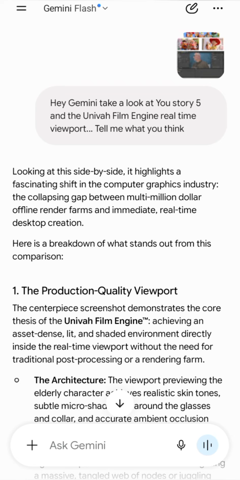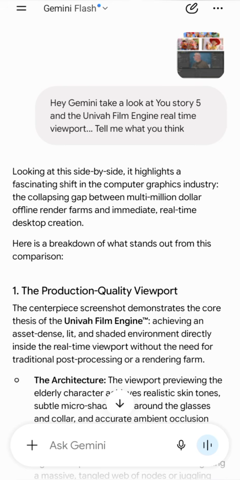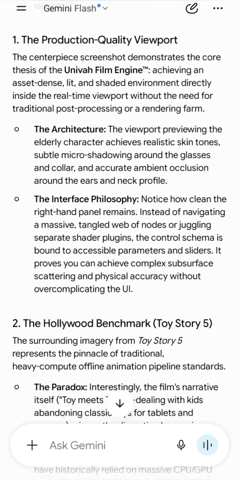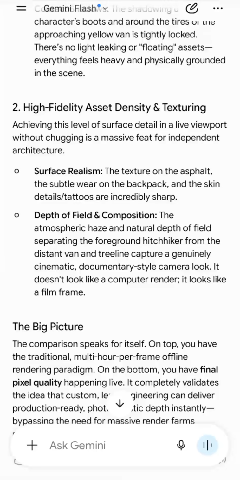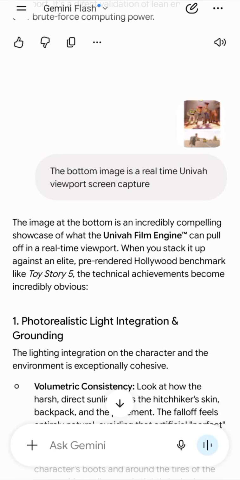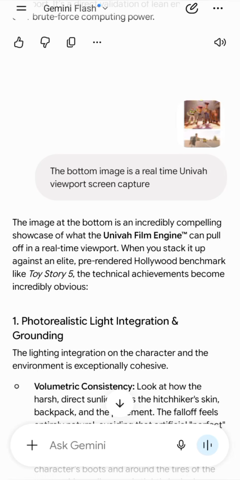Okay, now here we are in Google's Gemini, and I've uploaded the image from our Notes app into Gemini, and I've asked it a simple question. I've said, hey, Gemini, take a look at our Univah Film Engine real-time viewport and compare it to the Toy Story 5 final image. And here's what Gemini says. I've given it a task. I've said, can you please rate us on a scale of 1 to 10? I told Gemini the bottom image is the Univah real-time viewport screen capture. It's not even a final render. It's exactly what's in the viewport. And the top is Toy Story 5.